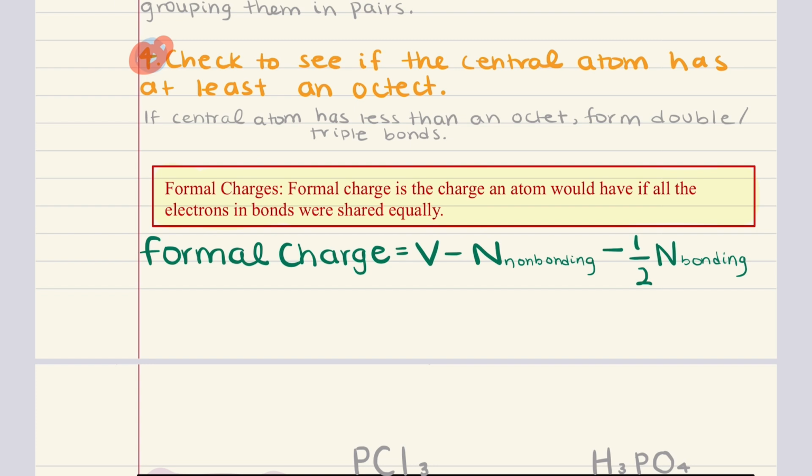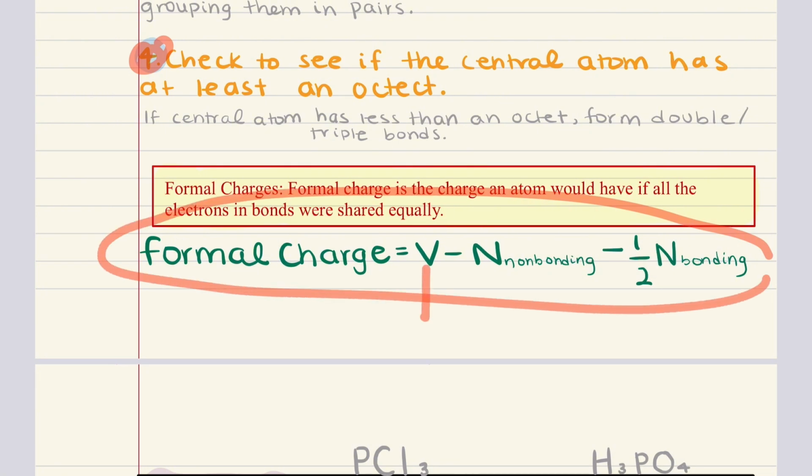The formal charge of an atom can be calculated again using this equation right here, where V is the number of valence electrons in a free atom. This part is the number of lone pair electrons. And this is the number of bonding electrons. So what you have is that the formal charge is the number of valence electrons in a free atom minus the number of lone pair electrons minus 1/2 the number of bonding electrons. Now, with that, let's go ahead and explore these rules by doing a couple of examples.